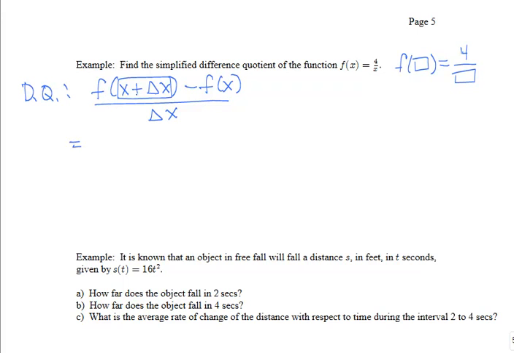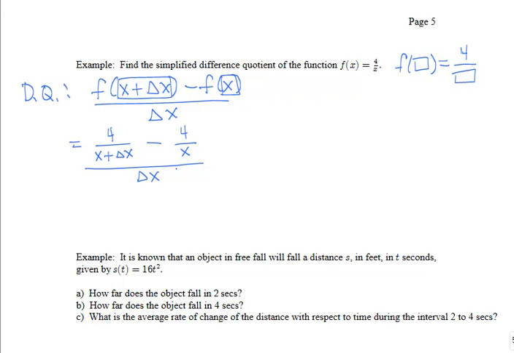So for f of x plus delta x, I want to do 4 over that stuff. So 4 over x plus delta x. Now when I go to my second function, we're going to subtract it. This time my stuff is just an x. So I want to do 4 over my stuff, or 4 over x. And all of that gets divided by delta x. Now what we've just created is called a complex fraction. It's a fraction within a fraction.